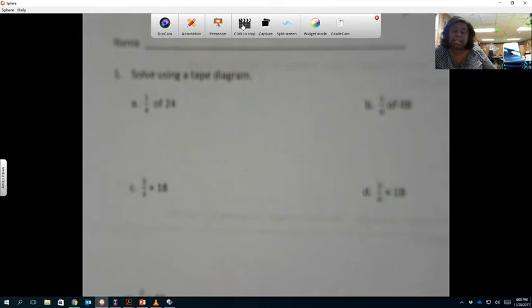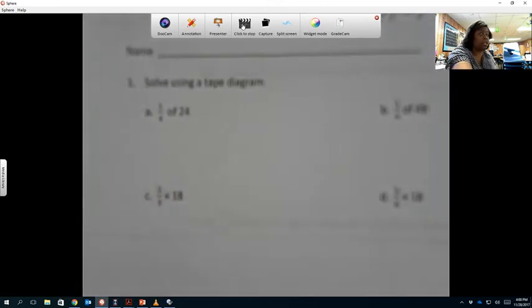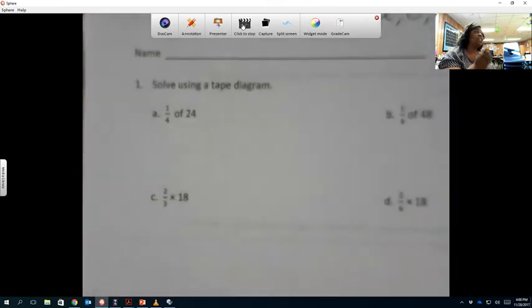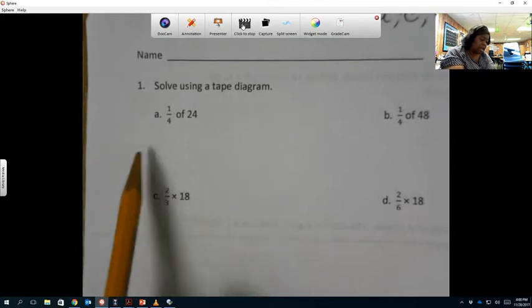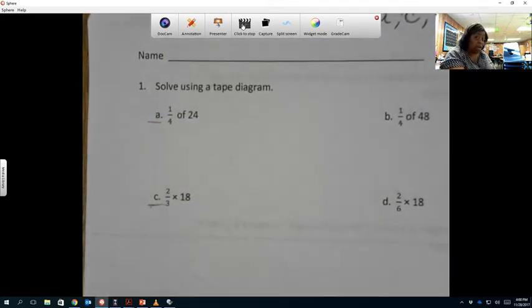Today in class, we went over how to multiply fractions and whole numbers using a tape diagram. Yesterday, we made a model, we drew an array. Today, we're making a tape diagram. So I'm going to do A and C and the number 2A on the back.